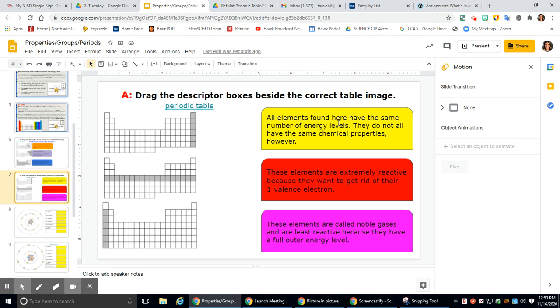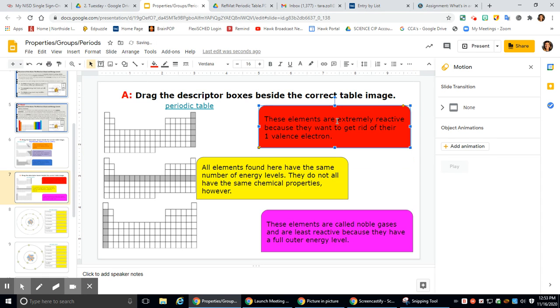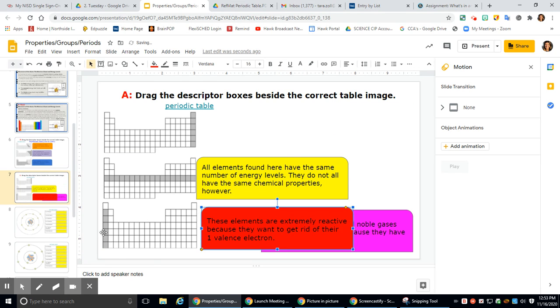Let's drag and drop the descriptors. All elements found here have the same number of energy levels. So energy levels, those are going to be periods. Periods run horizontally. Those tell you how many energy levels or shells to put around the nucleus. These elements are extremely reactive because they want to get rid of their 1 valence electron. So those would be elements in group 1 who have 1 valence electron.